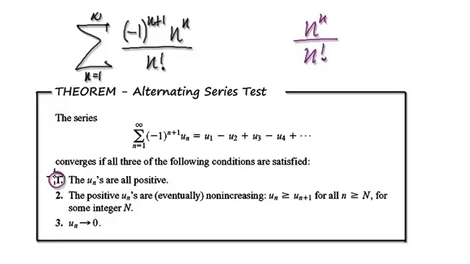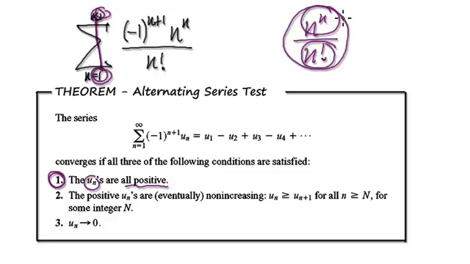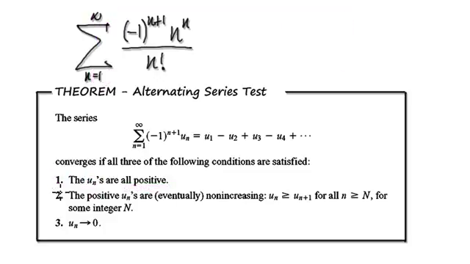The first part of the test is to make sure all the u_n are positive. n is moving from 1 to infinity, so this will always be positive. Therefore, the whole thing will always be positive, meaning that all the u_n will be positive. So condition 1 has been met.